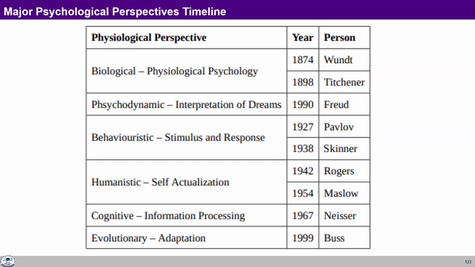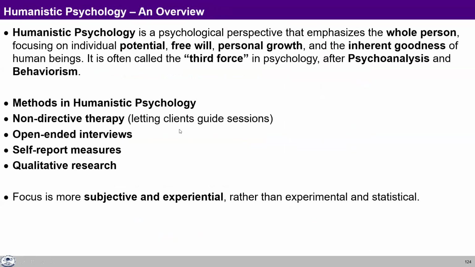Another perspective that has evolved is the humanistic perspective that was given by Rogers and Maslow. It basically came after the 1950s. So they said that humanistic psychology is a psychological perspective that emphasizes the whole person, focusing on individual potential, free will. So they said there is a free will. It's not only that whatever a human being is doing is only out of conditioning. No, a human being has a free will.